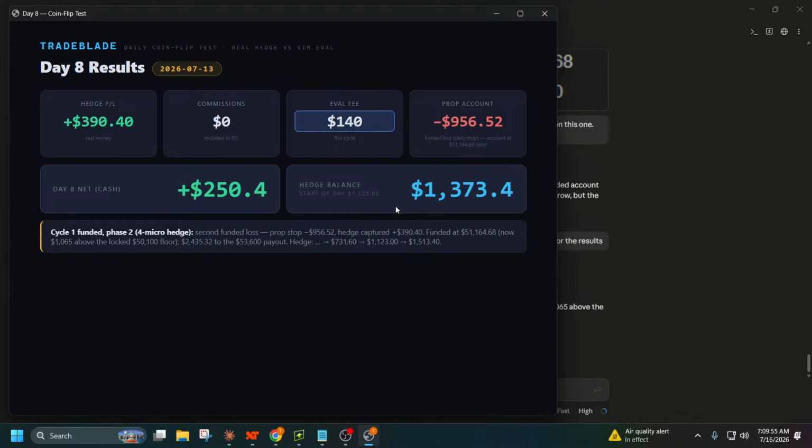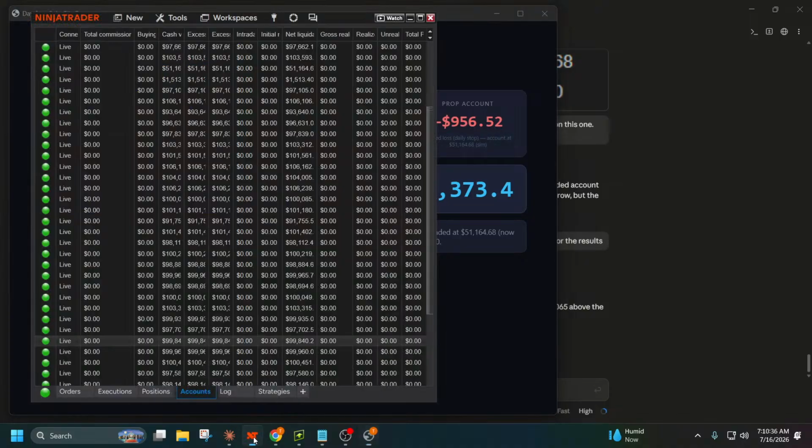So this is our current situation. This 140 is the eval and the funded challenge. During the coin flip challenge, we passed an eval and got within one trade of a payout, not a funded account. And yesterday we actually lost that trade, if I remember correctly. Hedge P&L, yes. We gained on our live hedge and lost on our prop account on the day 8 results.